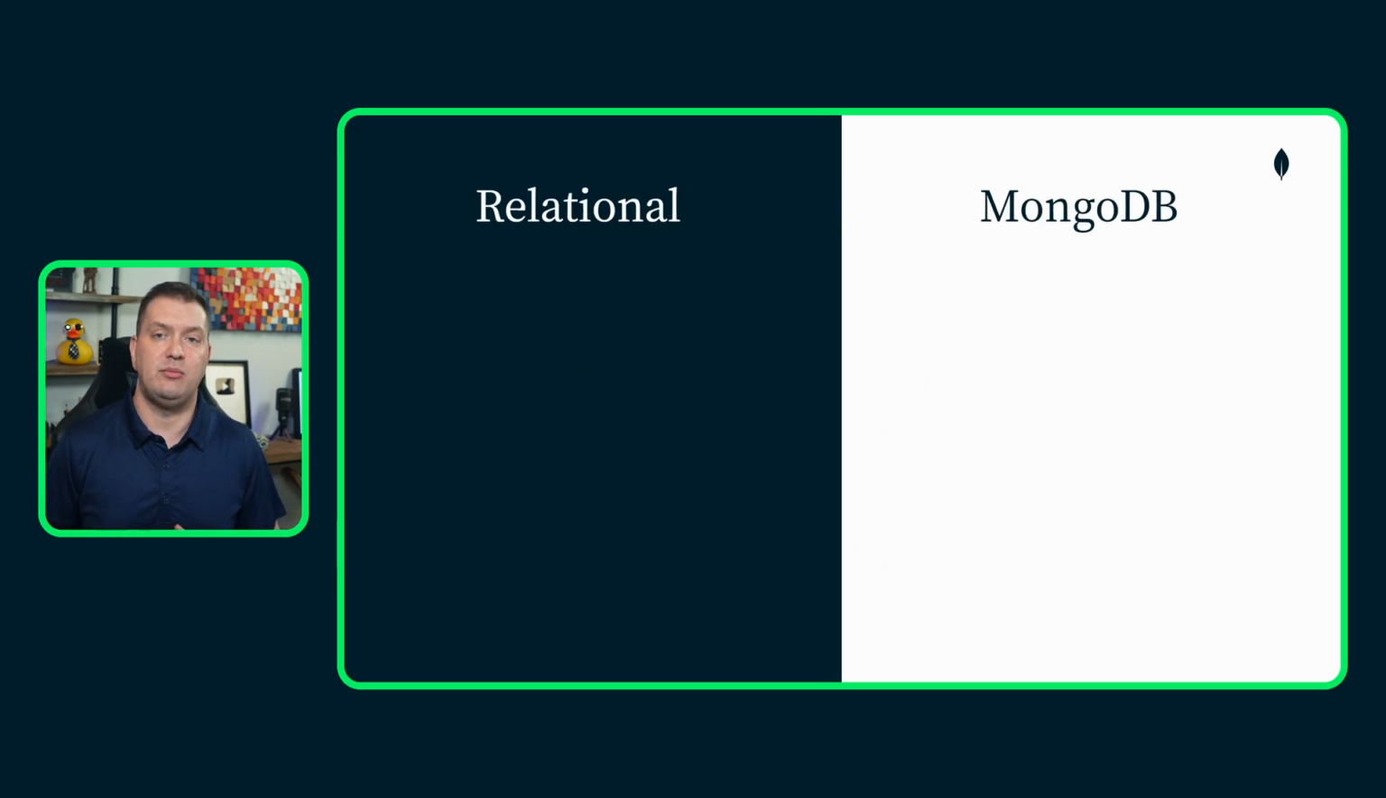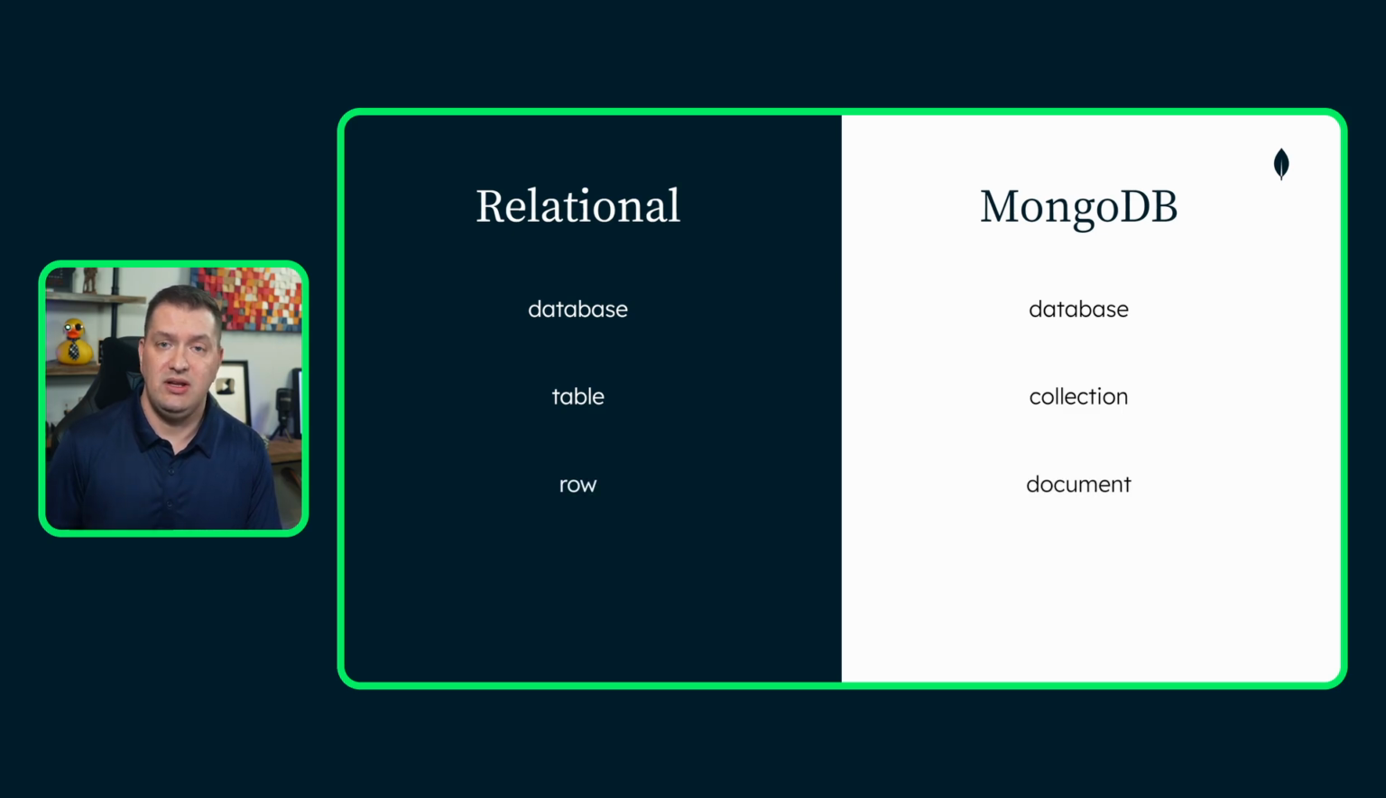Now let's take a look at some terminology here, differences between relational databases and document databases like MongoDB. So in both relational and document databases, a database is a database. And in a relational database, we have a table, whereas in a document database like MongoDB, we have a collection. In a relational database, a row in MongoDB would be a document. And in a relational database, a column in MongoDB would be a field. So when I refer to collections, documents, fields, you know what I'm referring to.